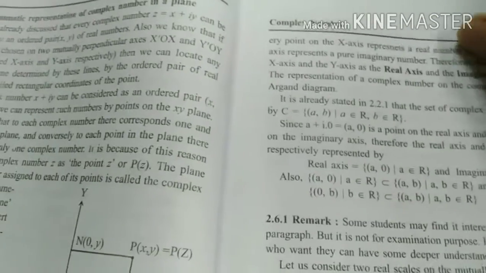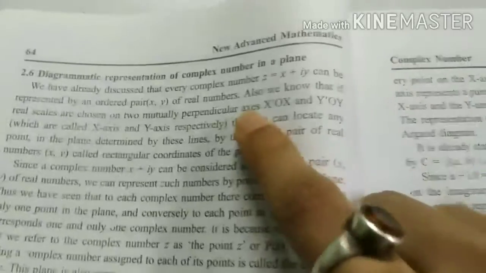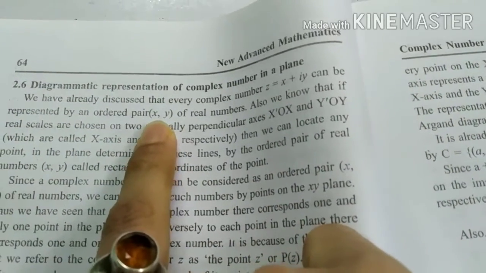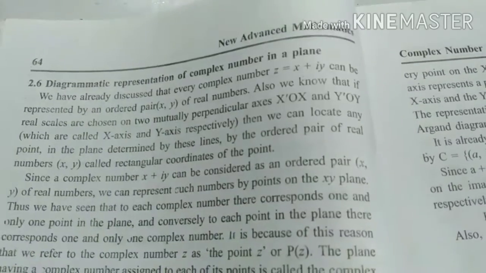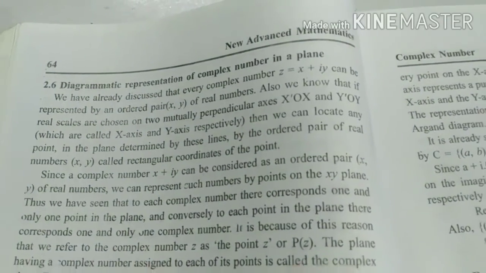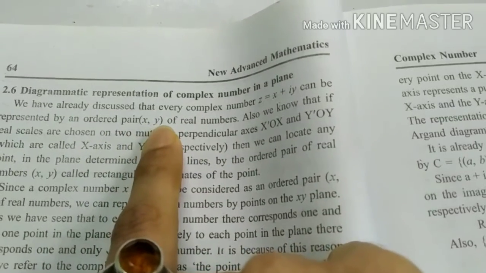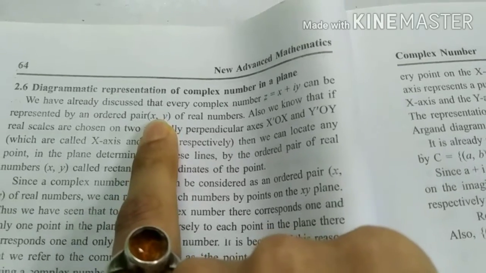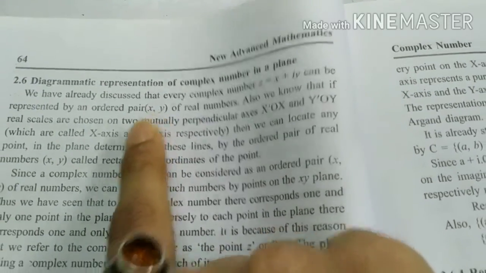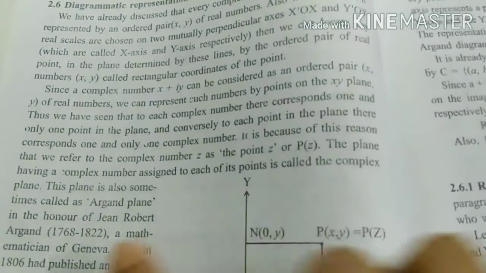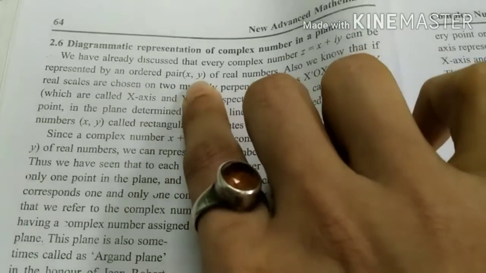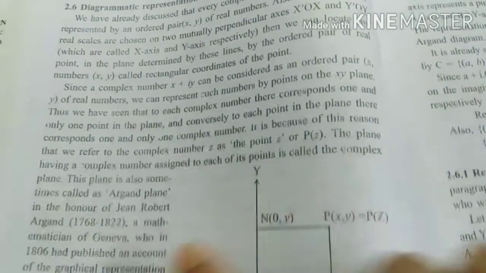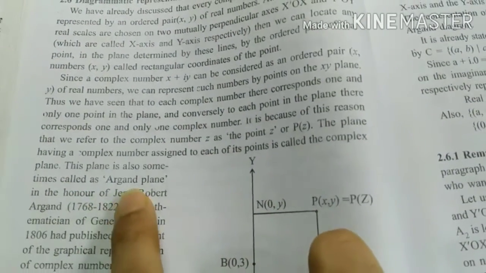Okay, so from here we learned that a complex number can be represented by the ordered pair (x, y). We have already learned it. Understand? That means this ordered pair (x, y) represents a point. Yes, it represents a point (x, y) on the complex plane, or we can call it the Argand plane.